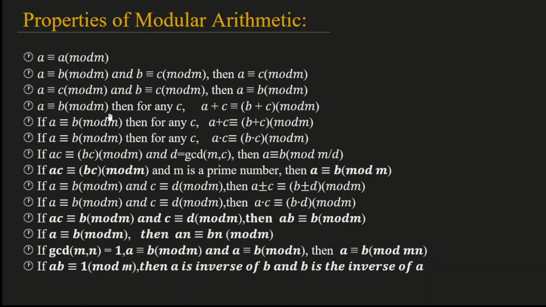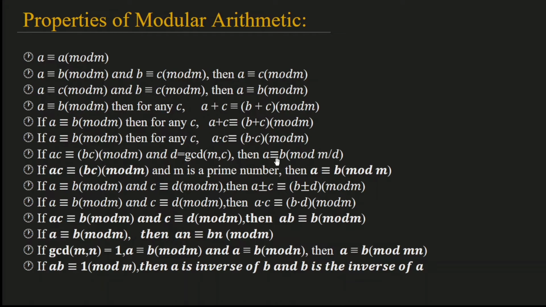Next one, if A is congruent to B mod M, then for any C, A plus C is congruent to B plus C mod M, whenever you add any integer. If A is congruent to B mod M, then for any C, A into C is congruent to B into C mod M.